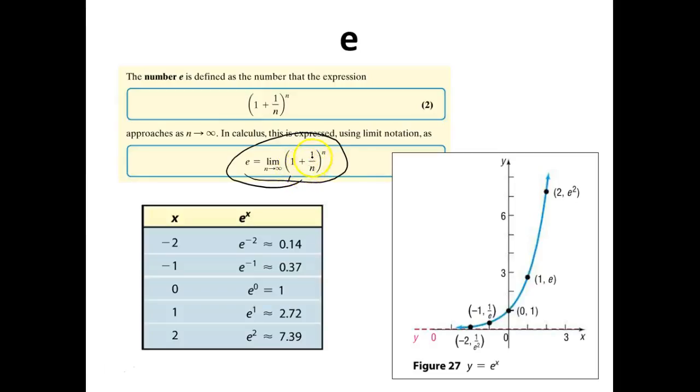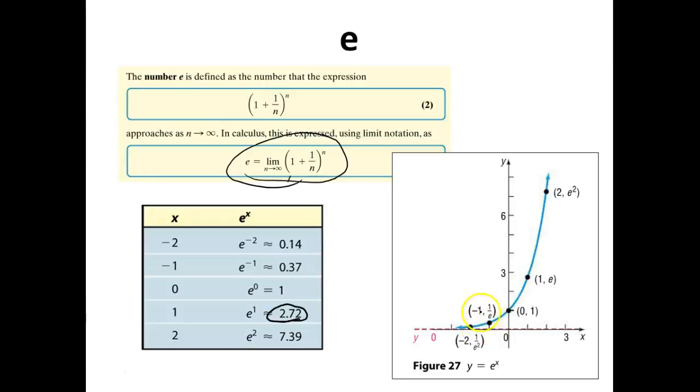So 1 plus 1 over n, as n gets huge, this part right here is going to approach 0, but we're adding 1, so the inside is always going to be greater than 1, and anytime we have something greater than 1 with a power approaching infinity, we get this number e. And the number e is approximately 2.72. So if you see e, I know it's a letter, but it also represents the number that's approximately 2.72. And we can do e to the x just like before, thinking of e as 2.72.